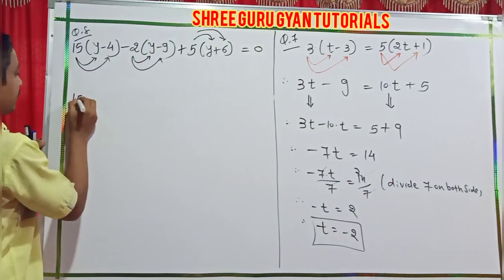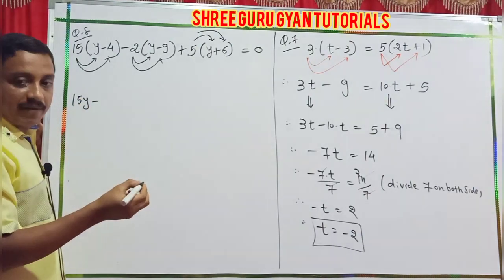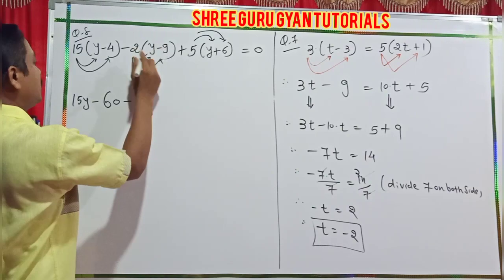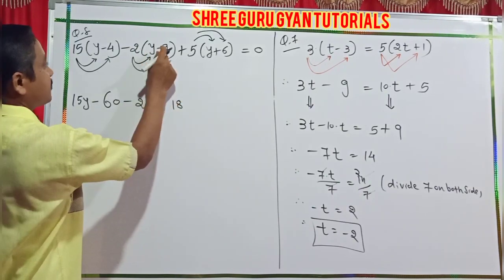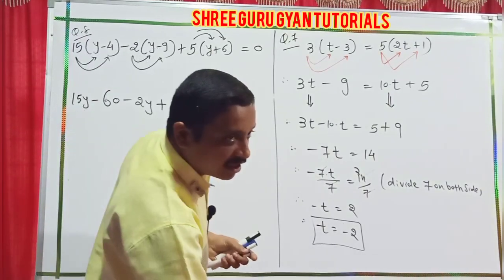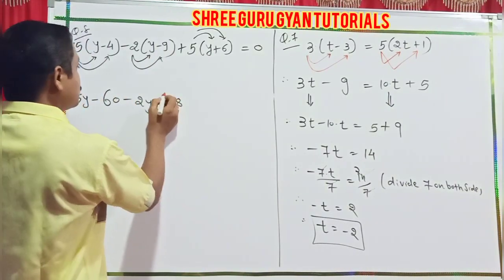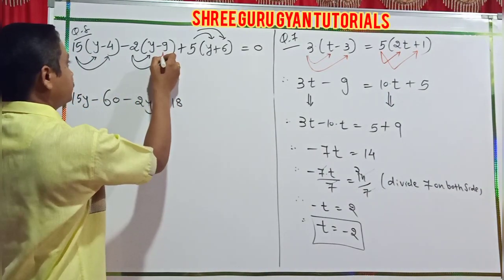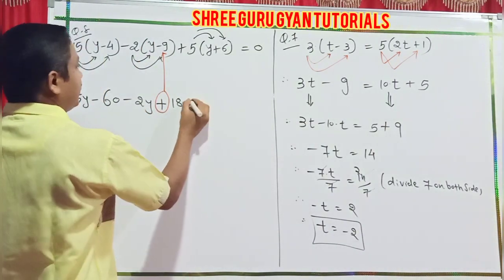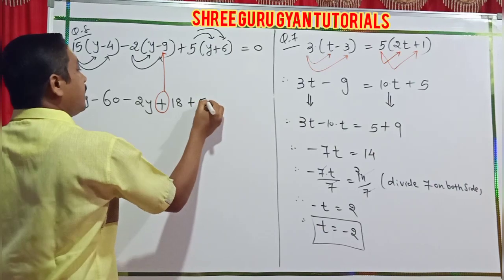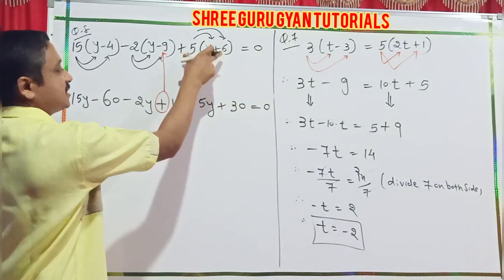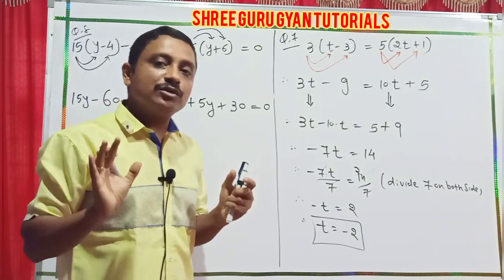So 15y, 15 4s are 60. Minus 2y, 9 2s are 18. But minus minus how many? Yes, it is plus. Students, this is our turning point. Mostly students make mistakes here with minus minus plus. And here nothing: 5 into y is 5y, plus 6 5s are 30. Yes, 6 5s are 30, and is equal to 0.